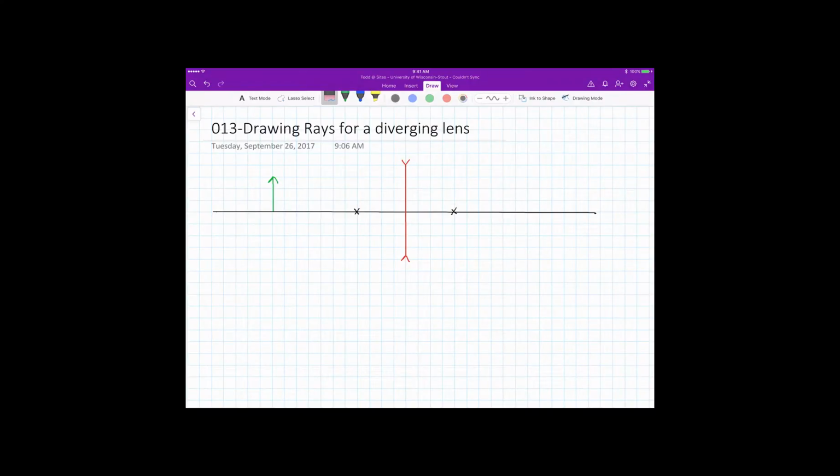With the diverging lens, the thing to keep in mind is that we're dealing with focal lengths that are negative. And one way to think of it is, because the focal lengths are negative, the focal points essentially switch roles. And so we can just imagine that these two focal points are in opposite locations. And so when we draw our three principal rays, they're going to switch roles.